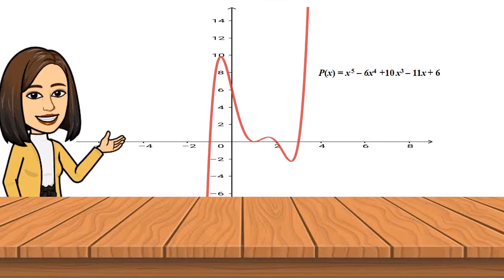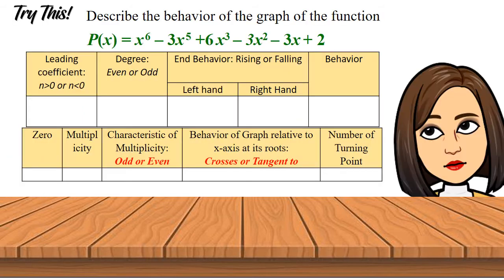This is the graph of our polynomial function p of x equals x raised to 5 minus 6x raised to 4 plus 10x cubed minus 11x plus 6. I will give you 1 minute to apply what you have learned. You may pause the video if you need extra time to work on the task. Your time starts now.